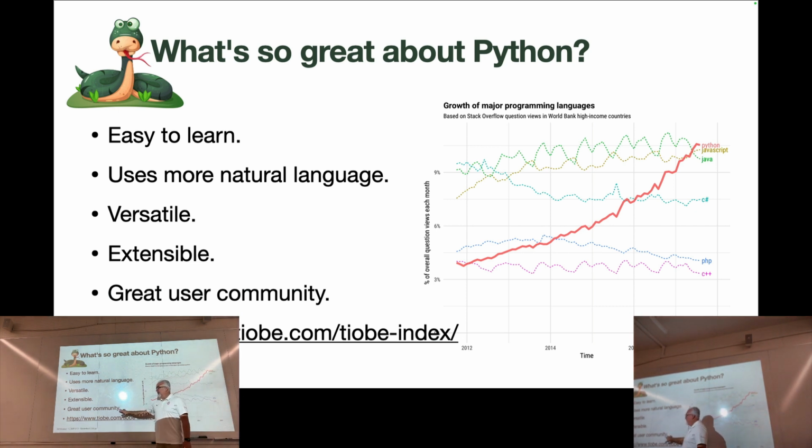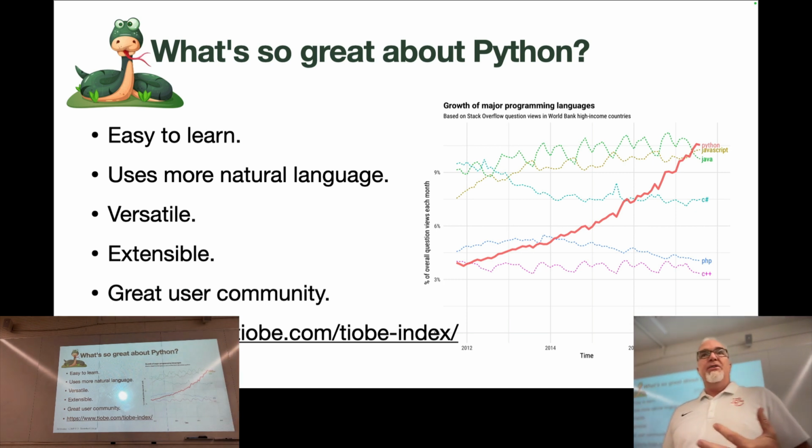The great user community is great because it's so huge, because so many people use Python for so many different things that people have built these add-on modules and share them with each other. So there's all kinds of things already out there in the world that you can use and pick up once you know the basics of Python, which you will at the end of this class. So how popular is Python?